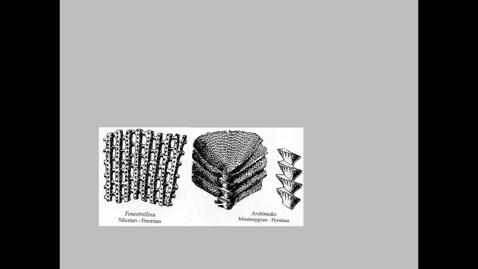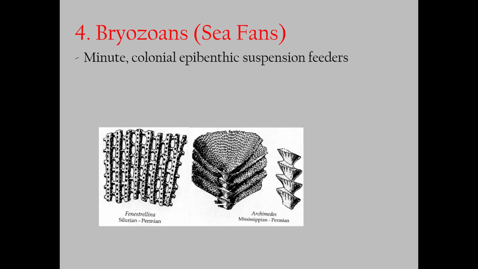Organisms that look a lot like coral but actually have little holes that are even smaller than coral are called bryozoans. Bryozoans are more commonly known as sea fans, and there's a couple different types of bryozoans. They are very minute, very small. They live together in colonies, and like coral, they lived as epibenthic feeders. They weren't carnivores, though. They were suspension feeders, and they're still alive.